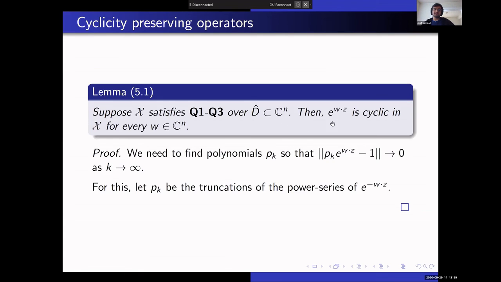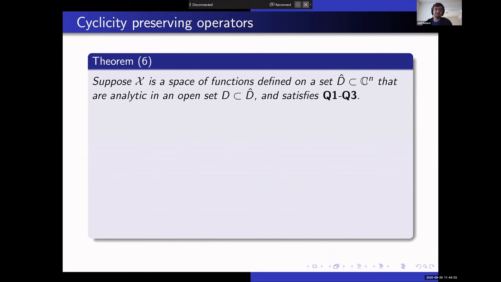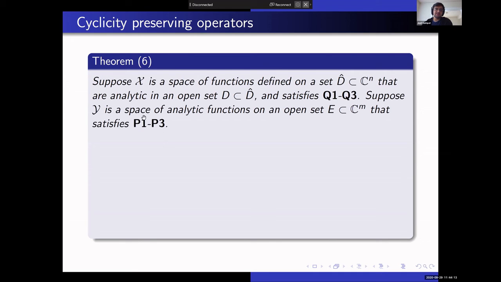So we know that the functions e to the wz are cyclic, and hence this theorem follows easily from the previous theorem. It says if X is a space of functions which satisfies Q1 to Q3 on D hat, and Y is a space of analytic functions that satisfies P1 to P3. Now, I want Y to have cyclic functions as well, so I need some basic setup for Y in this case. And I'm taking an open set in C^m; m and n could be different as well. There's no stopping us.